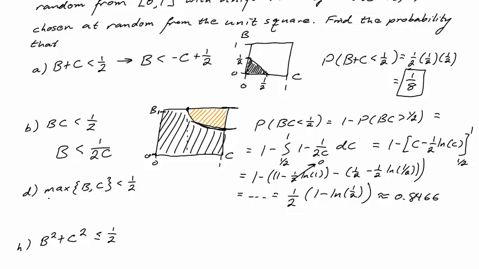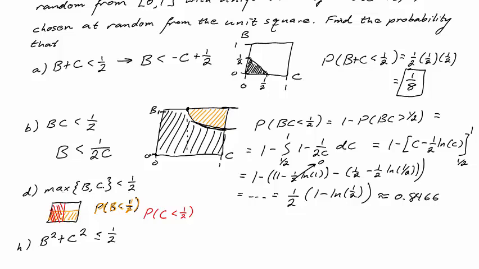If I want to find the probability that the max of b and c is less than 1/2, well, the probability that b is less than 1/2 would correspond to this region here. So for all of these points, b is less than 1/2. I'll make those the same color. And then the probability that c is less than 1/2 is going to correspond to this red shaded region here.